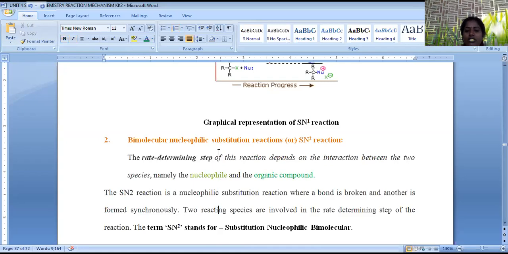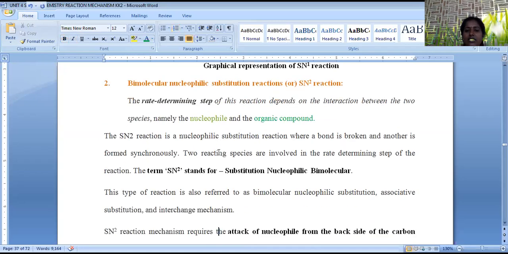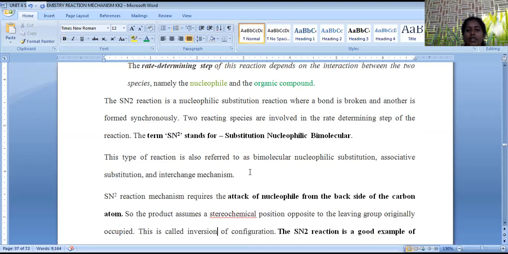In SN2 reaction, it is a single-step process where bond cleavage and bond formation happen simultaneously. One bond is slowly cleaving, departing from the species, and another bond is slowly forming at the same time. Hence it is a spontaneous process where breaking and making of the bond happen simultaneously.